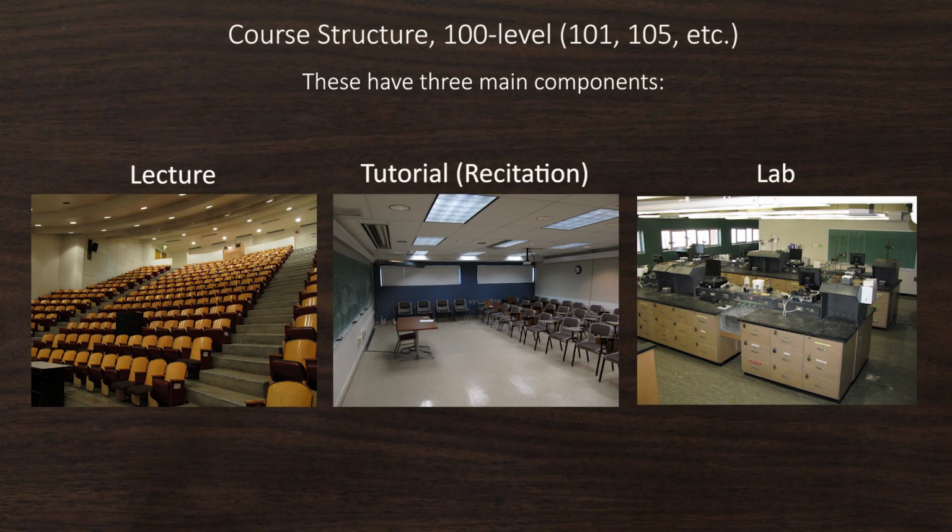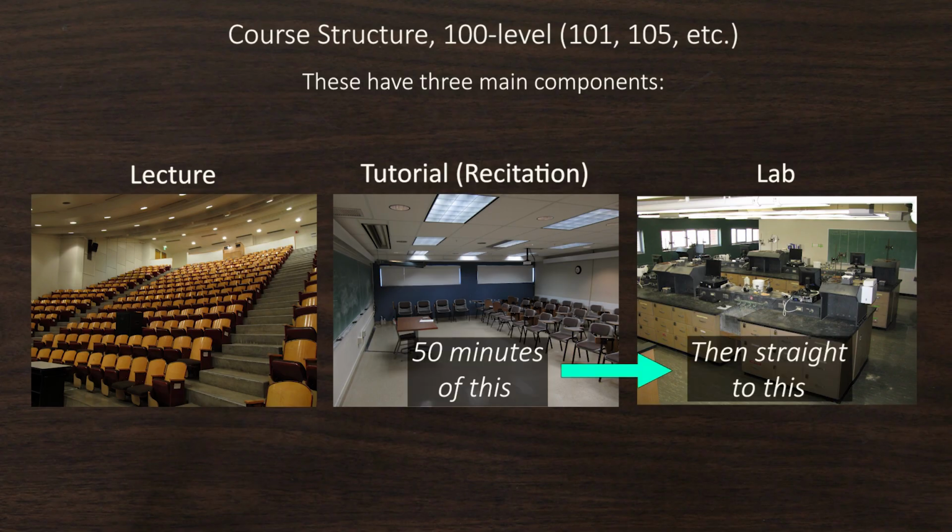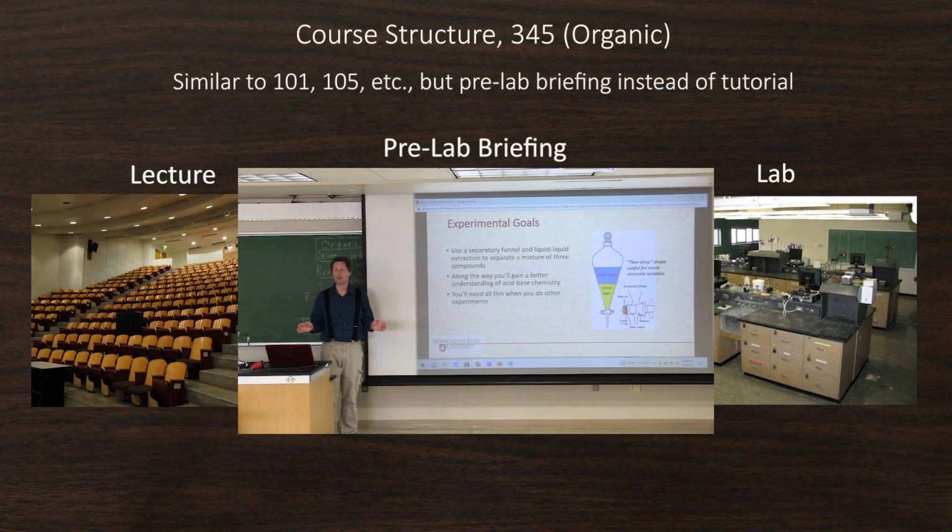The tutorial sessions are a time for the students to go over lecture material, and lab is when they'll perform their experiments. These are scheduled so that lab takes place right after tutorial. Chemistry 345 is similar, but instead of tutorial, the students meet for a 20-minute pre-lab briefing before they go to lab. Instead of lecture material, this pre-lab briefing focuses on the day's experiment.